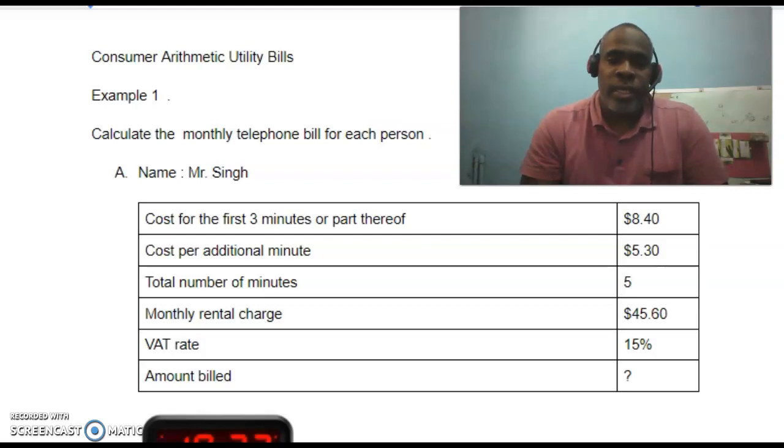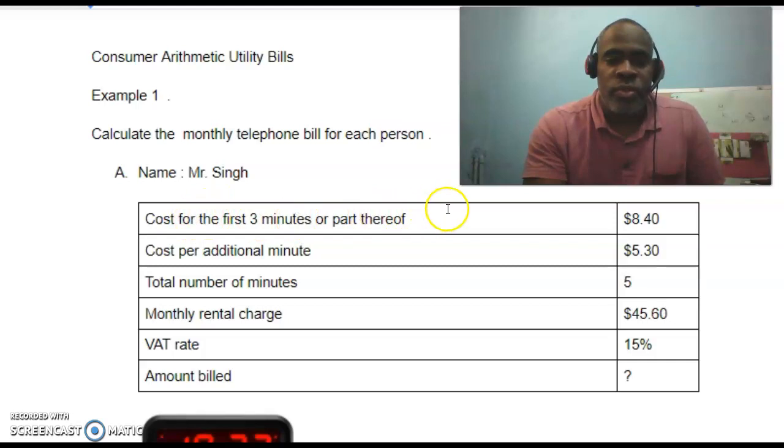Alright, so for this morning's class, we were looking at consumer arithmetic, calculating utility bills, and we started off with the telephone bill. So example number 1 states, calculate the monthly telephone bill for each person. So we're looking at Mr. Singh for today. Good. Now, we have 1, 2, 3, 4, 5, 6 rows and 2 columns.